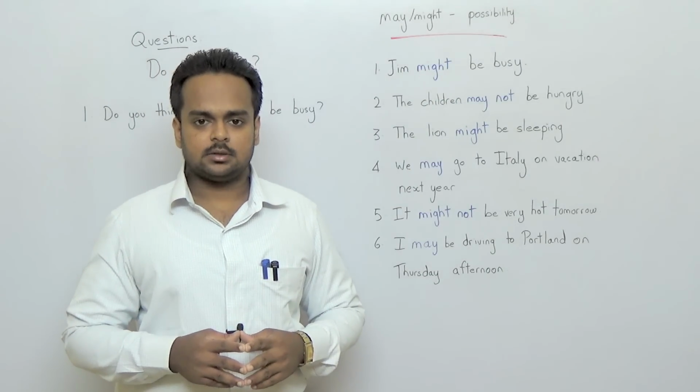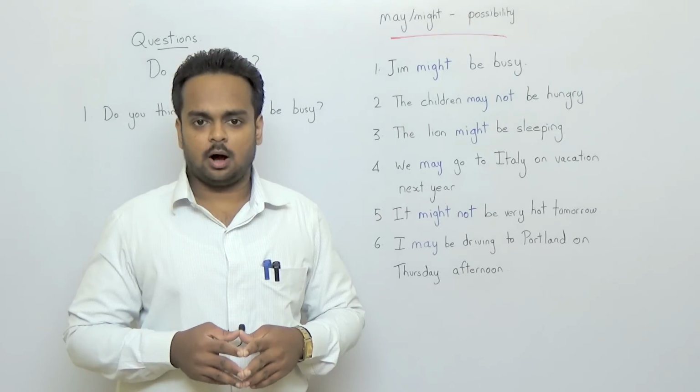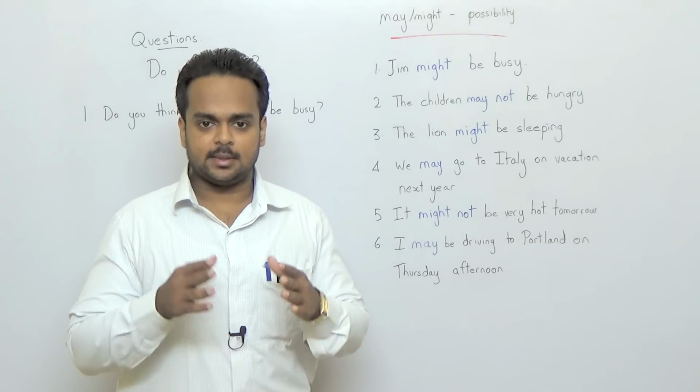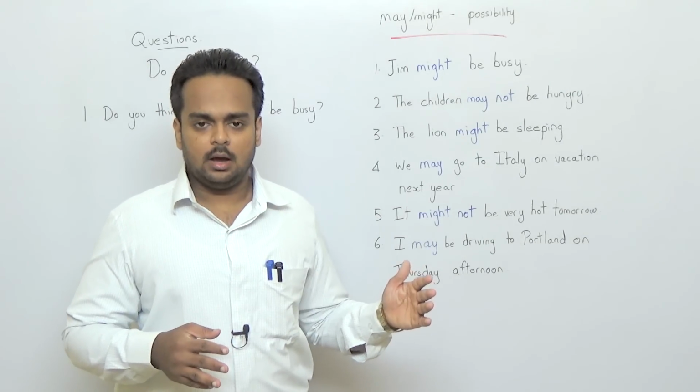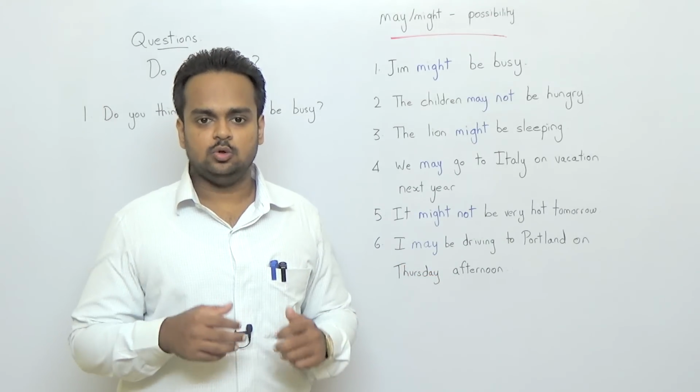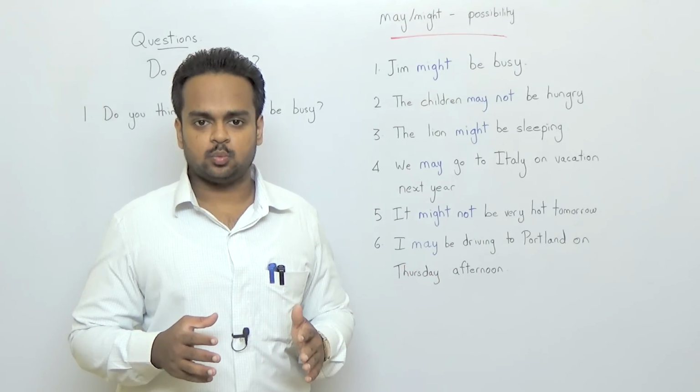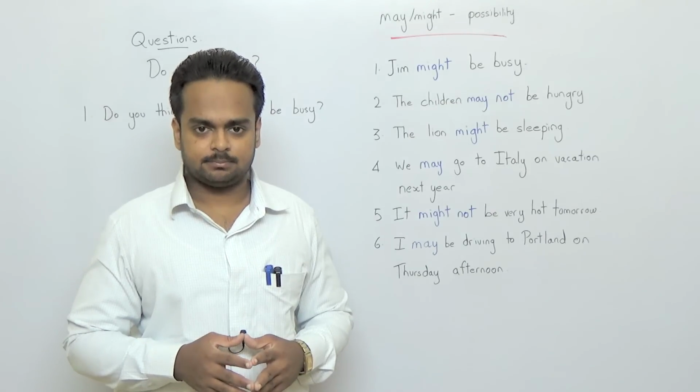We're going to talk about how to use may and might to express possibility. Now, may and might are used to talk about what's possible or what's not possible in the present and in the future. To talk about the past, we use may have and might have, which we'll discuss in another lesson.